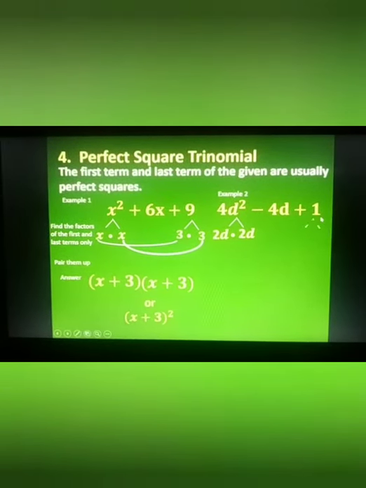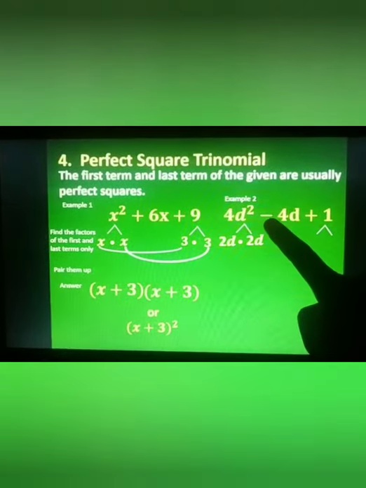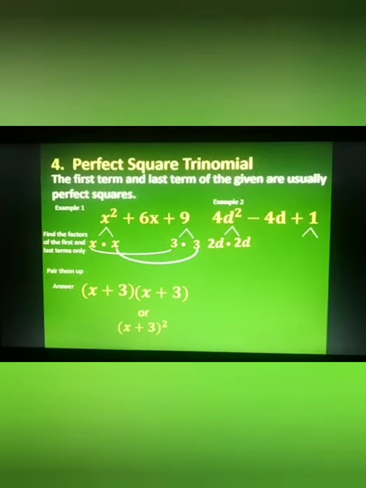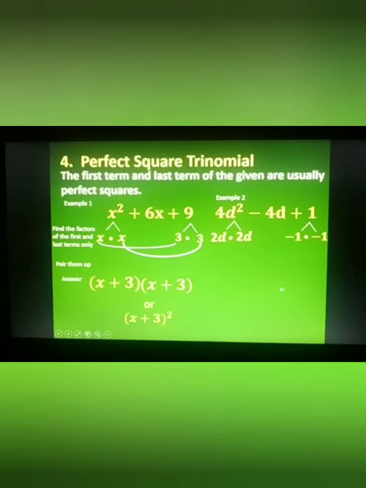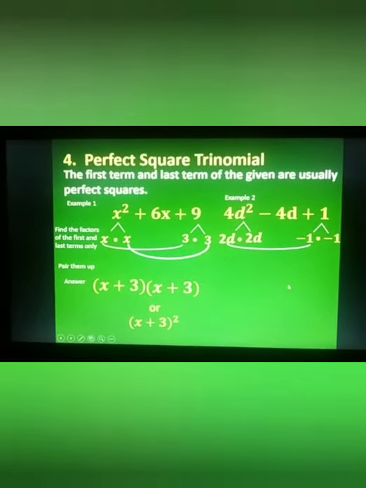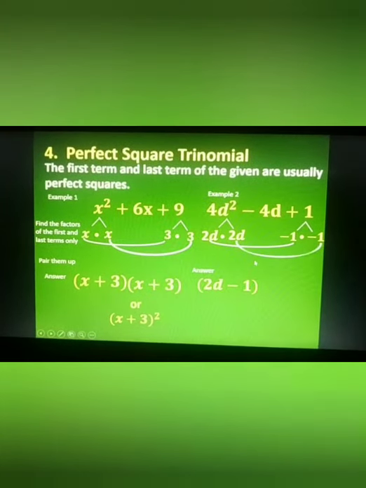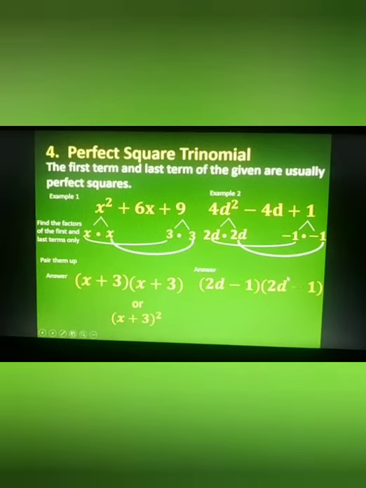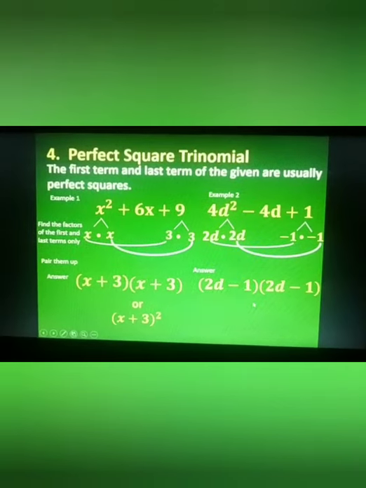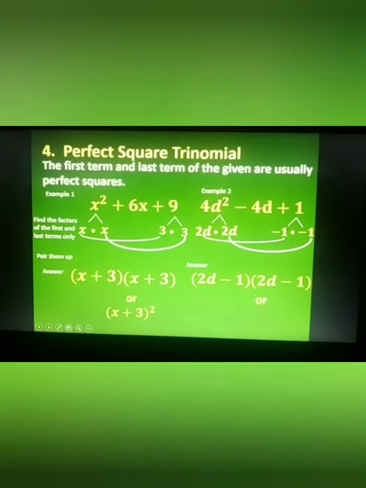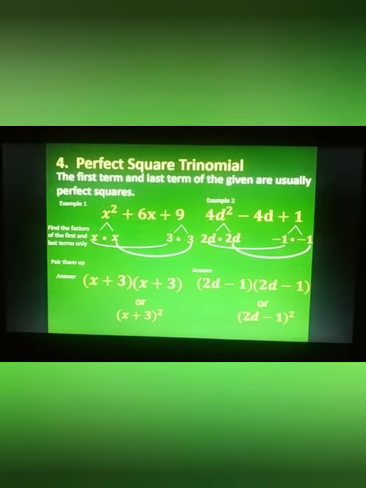What are the factors of 1? Again, we base it on the sign. Positive 1. Basing on the symbol, we have negative 1 times negative 1. Okay, next, pair them up. We have 2d minus 1. And the other one, 2d minus 1. So, that is the answer: quantity 2d minus 1 times quantity 2d minus 1, or 2d minus 1 squared. That is it. Easy, right?